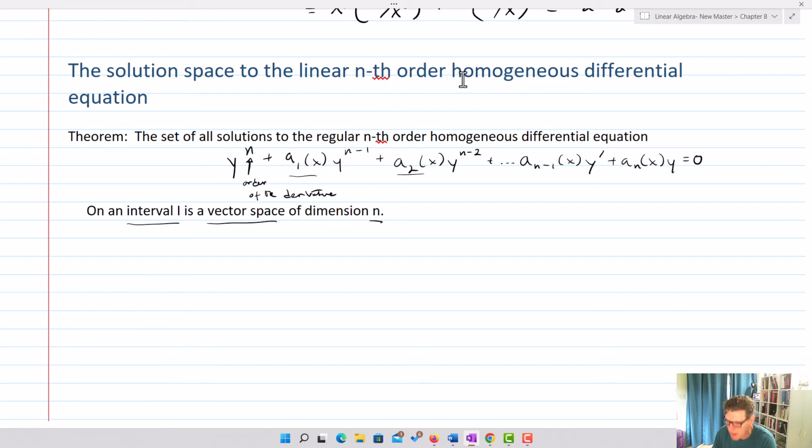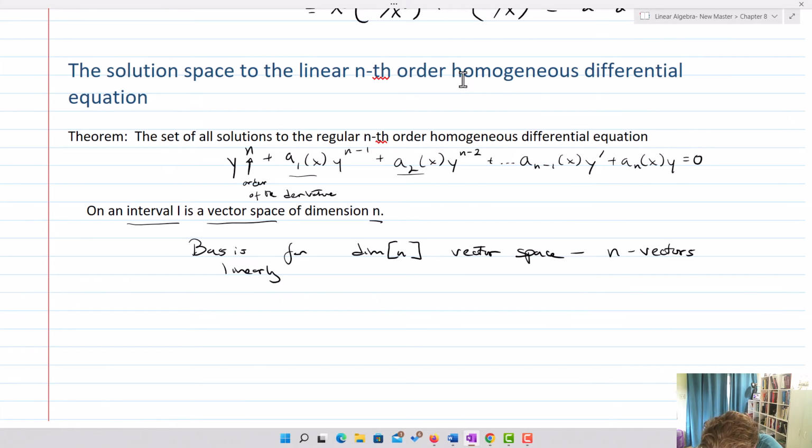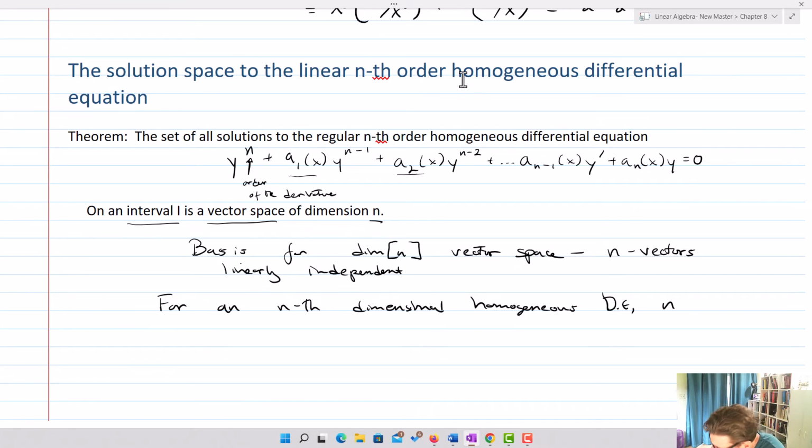So if you think about it, you remember that if we have a basis for a dimension n vector space, right? Then that actually means that we're going to have n vectors, right? Not only n vectors, but they're going to be n linearly independent vectors. And we're going to talk about that in just a little bit, okay? So we're going to have n linearly independent vectors. And so consequently, what that tells me is that for an nth order homogeneous DE, I will need n solutions.